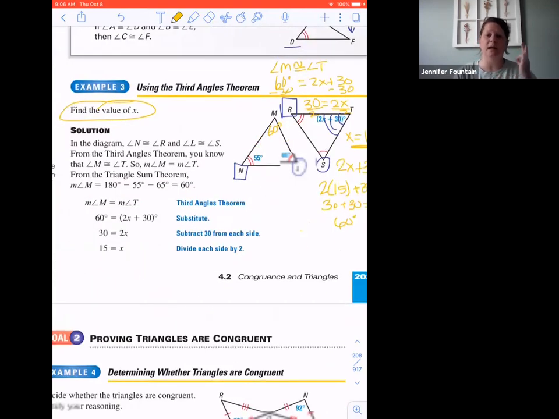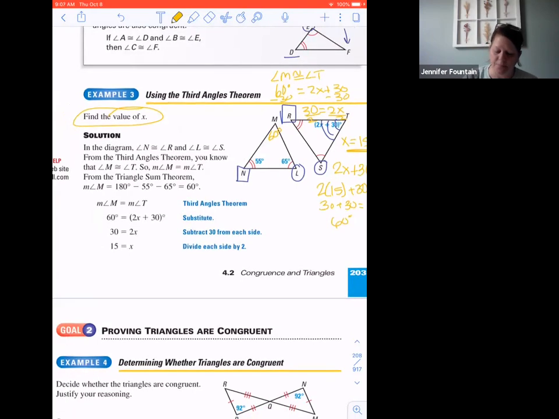Because I knew that two of my angles were congruent, I know that the third angles will also be congruent. Because I know that a triangle's interior measurement is 180 degrees, we were able to solve for the third measure, use that third measure to set it equal to my equation for the third measure of the second triangle, and then solve for x. Any questions on that?